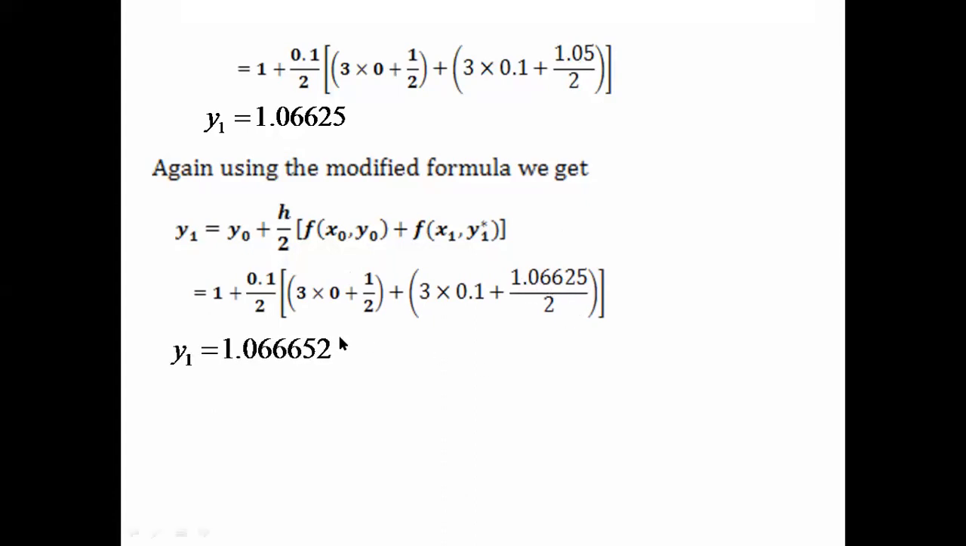See what the answer is. If it is very near to this, accept it. Otherwise, once again you have to use the iteration formula. Here I got 1.06625. Once again, when I used it, I got 1.0665, which is a very near answer. So I accept it. This is the correct answer. So you can stop the iteration. So what is the solution? From that, we conclude that the solution for this differential equation is 1.06652. This is the answer using this modified Euler method.